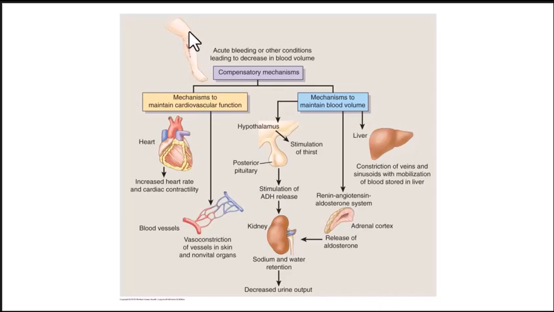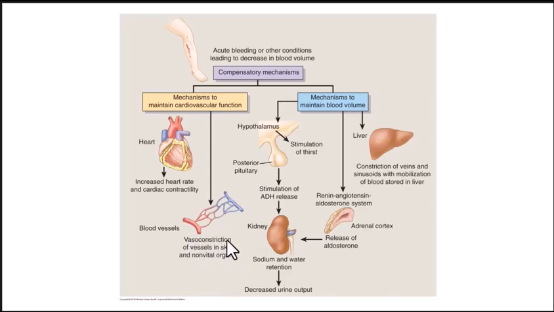But this is a more specific example where somebody is hemorrhaging, so they're bleeding, with loss of blood. We know we have those compensatory mechanisms that exist to try to reverse the effects that hemorrhaging would have. So for example, in order to maintain cardiovascular function, the heart is going to increase its rate of contraction and degree of contractility. We also know we're going to see vasoconstriction. Where do we see vasoconstriction? Well, it's going to be in areas such as the skin and non-vital organs.